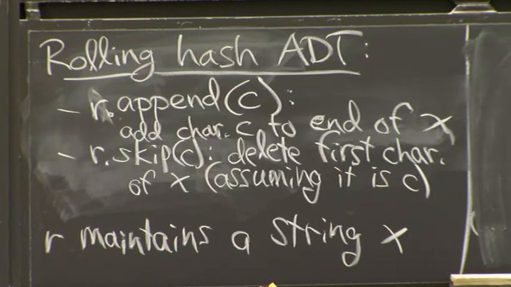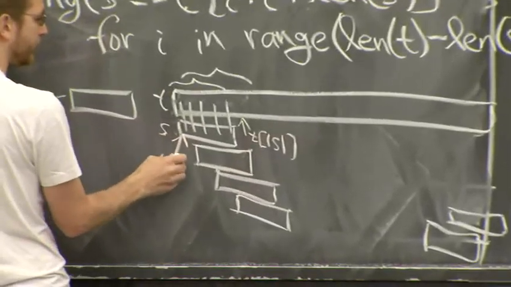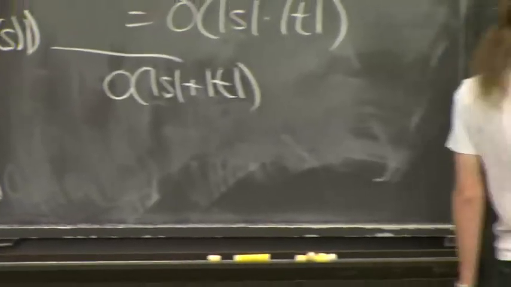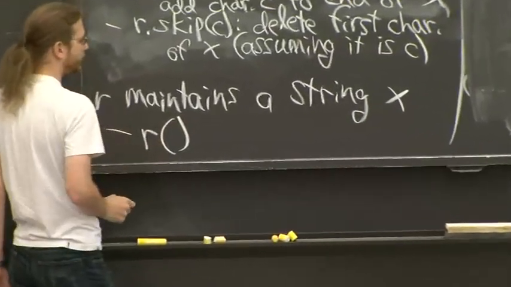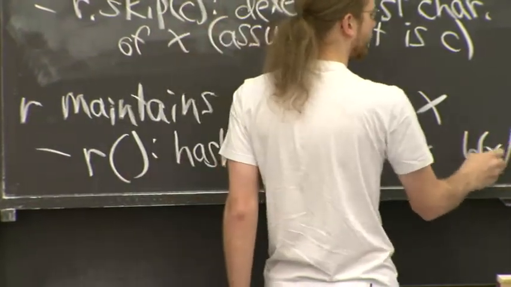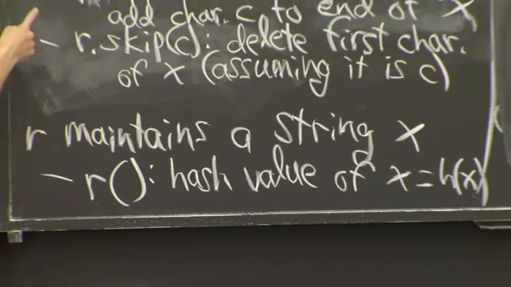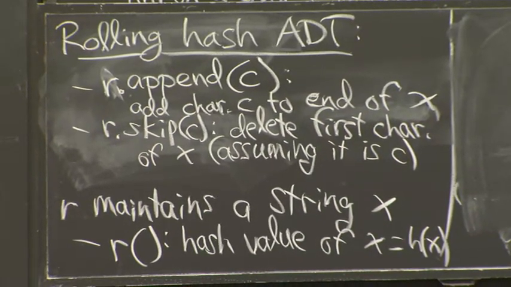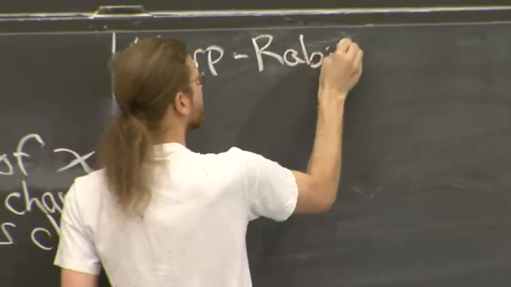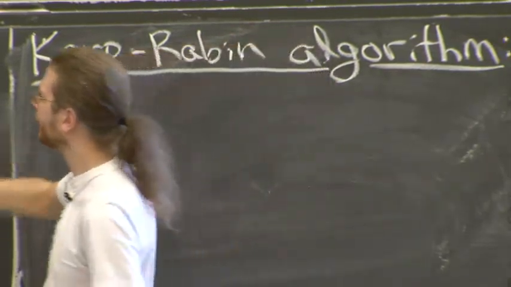So we can do this because over here, what we want to do is add this character, which is like t of length of s. And we want to delete this character from the front, which is t of 0. Then we will get the next string. Okay? And at all times, what's the point of this r? You can say r, open paren, close paren. This will give you a hash value of the current string. So this is basically h of x for some hash function h, some reasonable hash function. If we could do this and we could do each of these operations in constant time, then we can do string matching. Let me tell you how. This is called the Karp-Rabin string matching algorithm. And if it's not clear exactly what's allowed here, you'll see it as we use it.